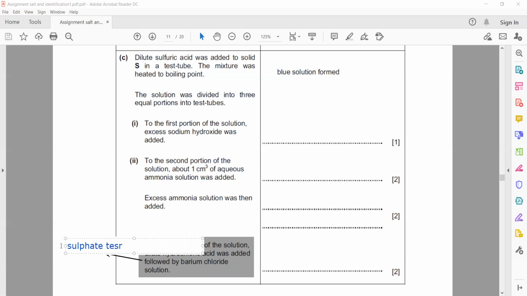And already we know that this compound is copper sulfate. So what is the observation? Because now it turned into copper sulfate. So due to the sodium hydroxide and aqueous ammonia, copper was giving a result. Now barium chloride or barium nitrate, it will give a white precipitate.